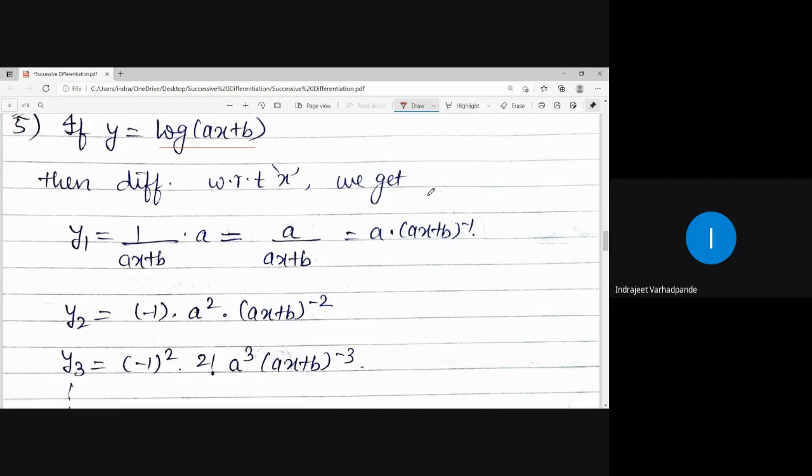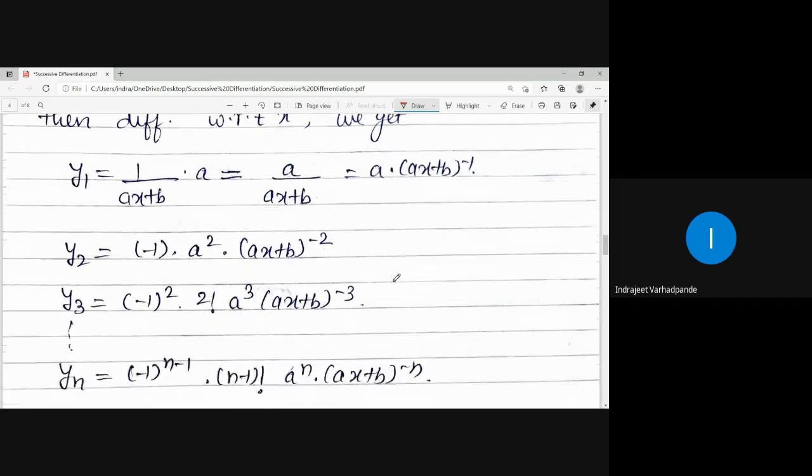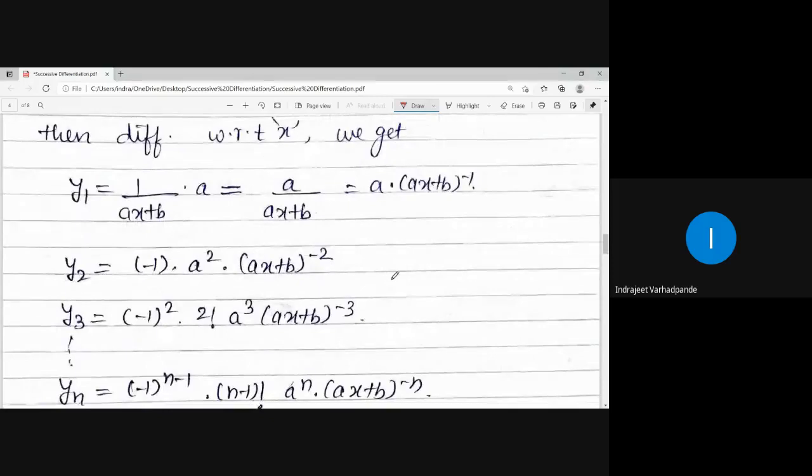Y is equal to log of ax plus b. So what is the derivative of log of ax plus b? 1 upon ax plus b into a. Clear? Yes sir. Then go on simplifying. Note down the answer over here.